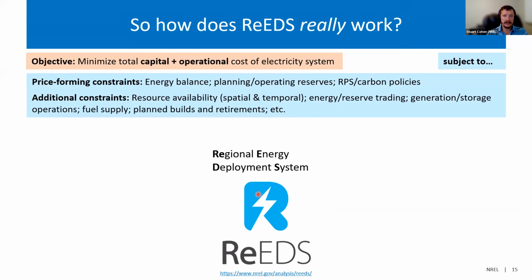I mentioned a lot of these already: energy balance, capacity requirements for planning and operating reserves, policy requirements, availability of renewable resources, limitations on how energy, reserves, or even things like renewable energy credits can get traded around, the physical constraints on the power systems themselves, fuel supply, and also things like prescribed builds and retirements and so on. So there's a lot of different constraints. Anyone who's looked at the code knows this very well. But the idea is you've got this overall objective, minimize the cost, and you've got a lot of different constraints.